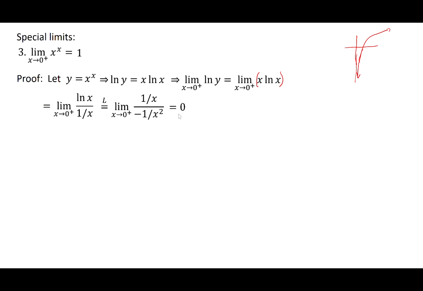That's it. So now let's interpret it the way we did last time. That is, as x approaches 0 plus, natural log of y approaches 0, which means y itself approaches e to the 0, which is 1. So we say the limit as x approaches 0 plus of x to the x is equal to 1. Very important limit. Try to remember this.